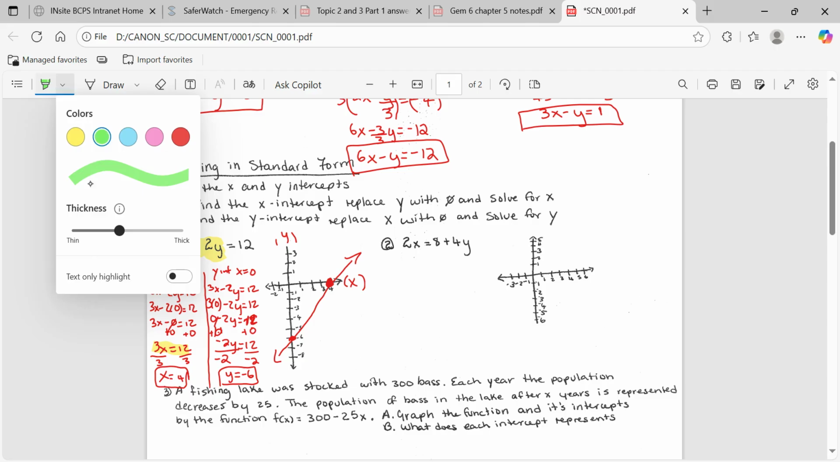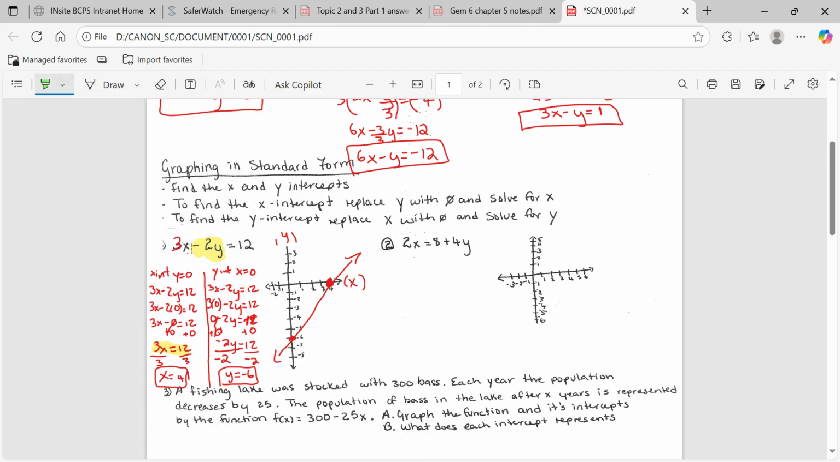If you want the y, you're going to cover up the x. So put your finger over this green part, the 3x, and then you would come down here to this equation, which is just negative 2y equals 12. And you would save yourself a lot of this portion in here. All right, now let's go ahead and use that concept to do number 2.